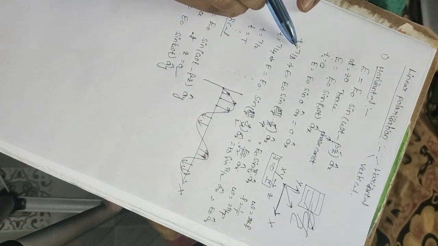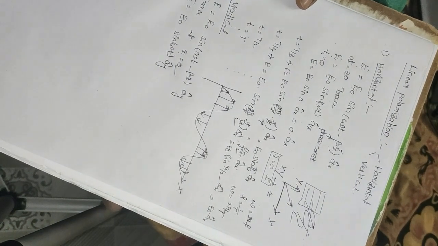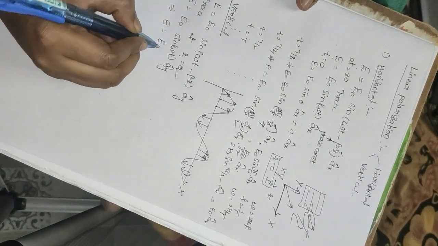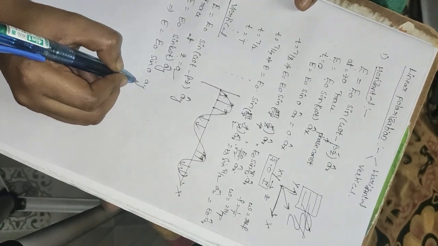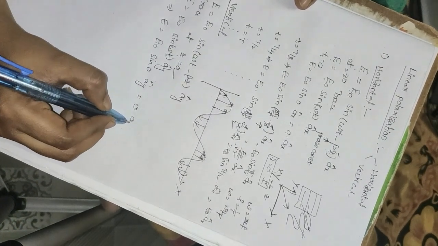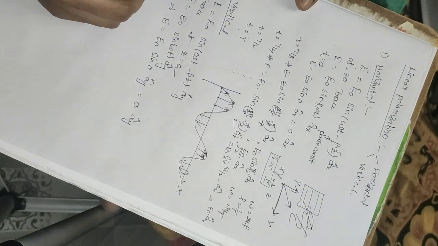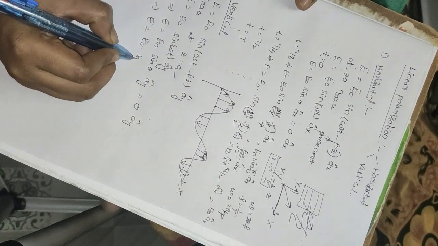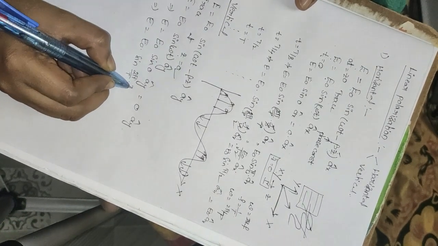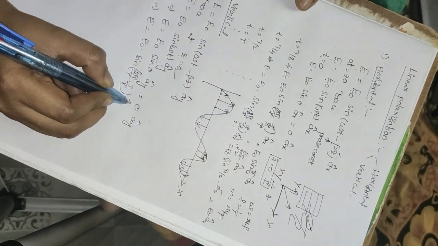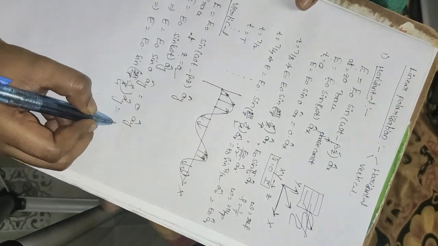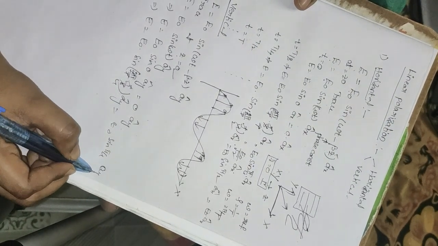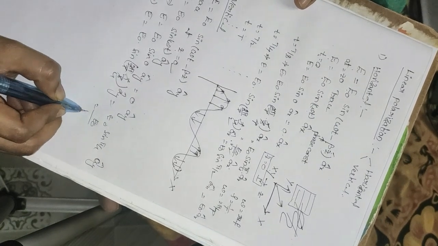So for the same story, for different time intervals we need to check E values. At t equals 0, E is equal to E naught sine 0 into ay cap, that is equal to 0 into ay cap. At t equals T by 8, E is equal to E naught sine of 2 pi by T into T by 8 in the y direction, that is equal to E naught sine pi by 4 ay cap. So sine pi by 4 is 1 by root 2.